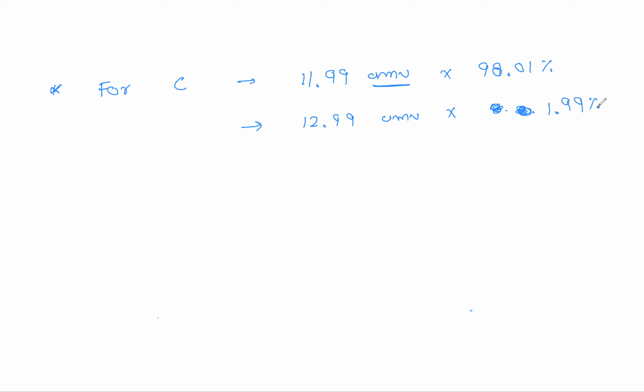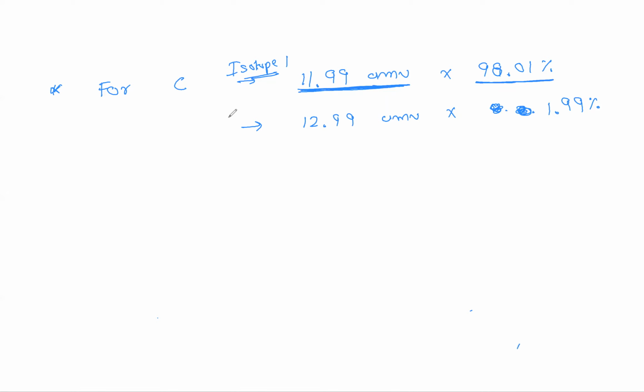So for carbon, there is one isotope which has a mass of 11.99 AMU, and the percentage abundance means when you find out, let's say, 100 particles of them, you find out 98.01% is in this form.